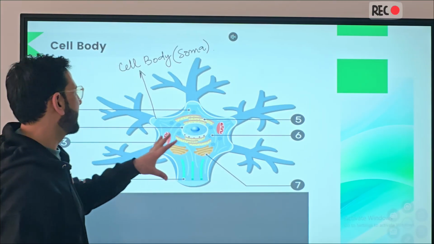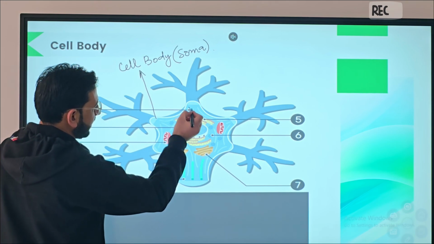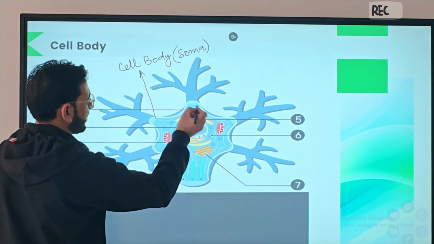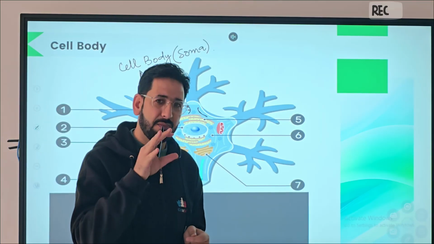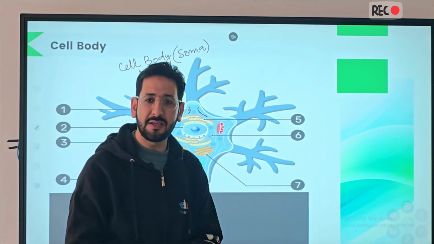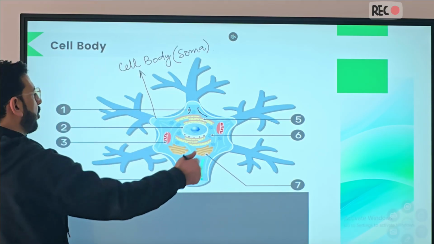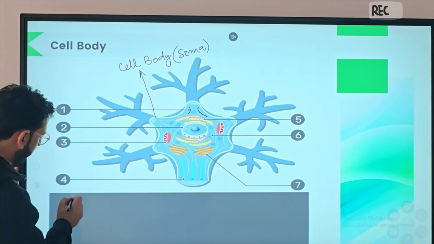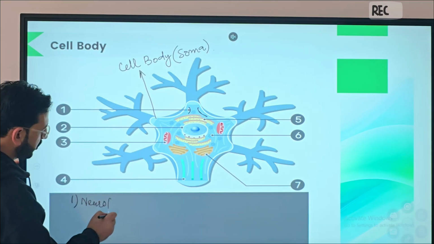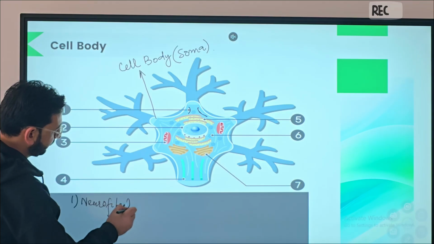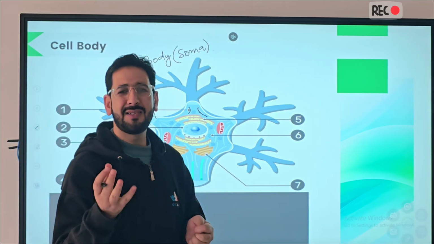So soma is another name for cell body. Now, what are the important cell organelles? The first important cell organelle are these structures here, and like every other cell in the body, this neuron also has the cytoskeleton inside. And the cytoskeleton here in the neuron cell body, we call it as neurofibrils.